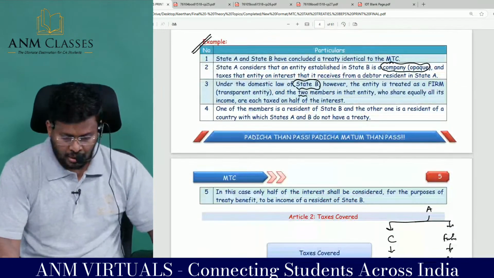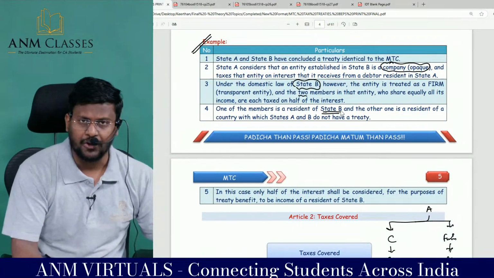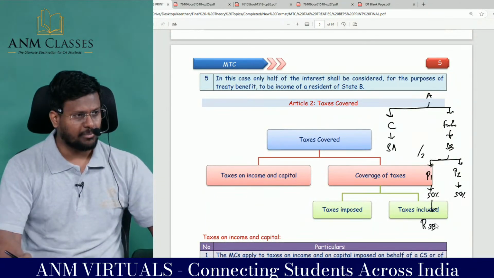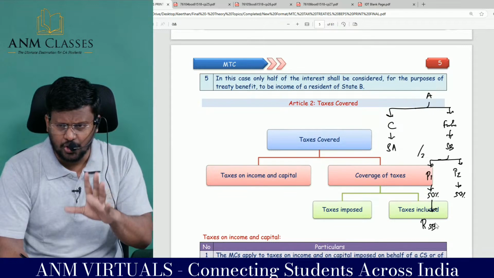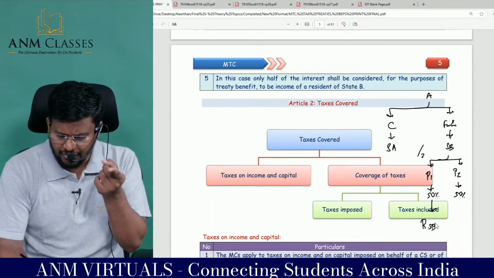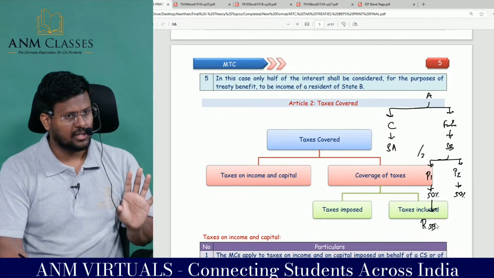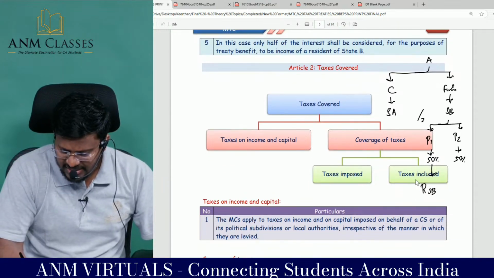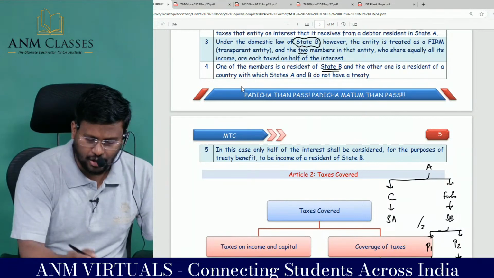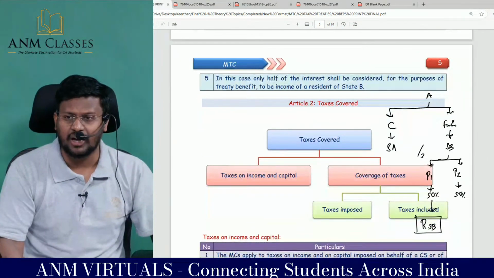Fantastic. So, one of the members is a resident of state B. Fine, fantastic. This member is a resident of state B. That means in order to apply the provisions of the double taxation avoidance agreement, you should be either a resident of state A or state B or both of the states. That means this guy is a member resident in state B, whereas the other one is a resident of a country with which state A and state B do not have a treaty.